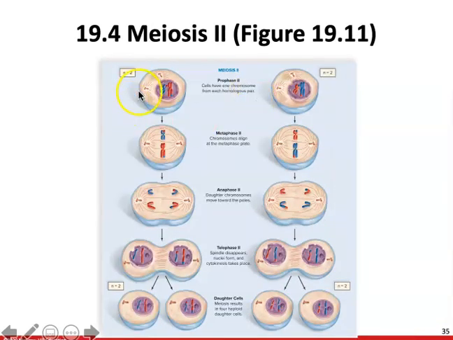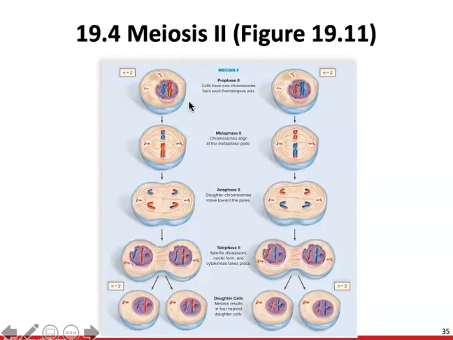Meiosis 2 is where we take those chromosomes and we separate those sister chromatids. So we're going to take those 2 chromosomes here, and we're going to separate those sister chromatids into daughter chromosomes. This should look exactly like mitosis, exactly like mitosis. And we will break down each one of these stages a little bit later on.